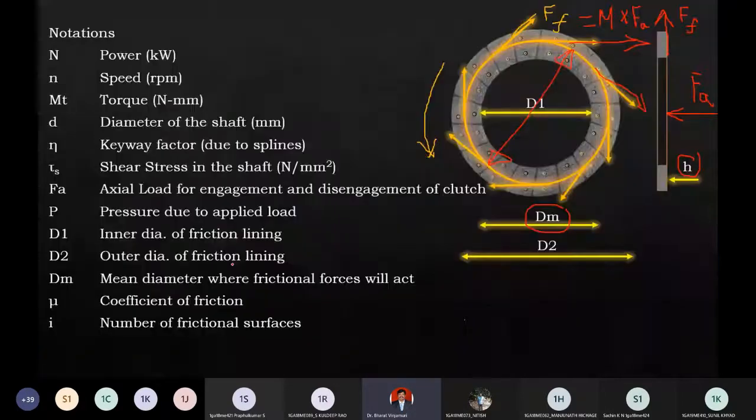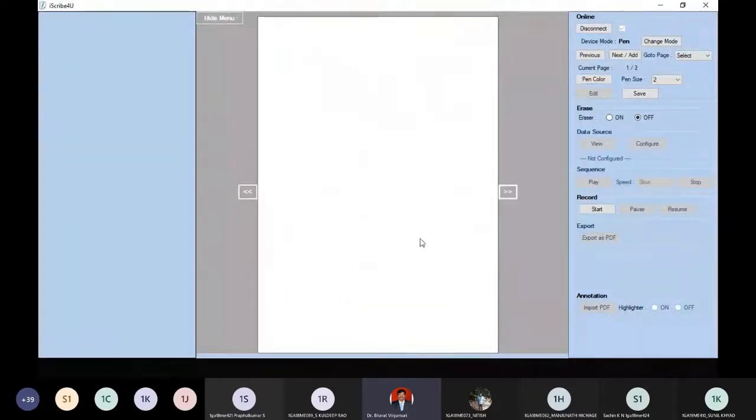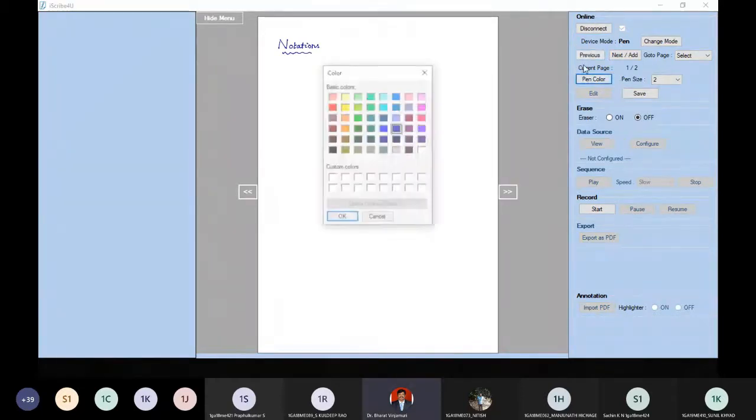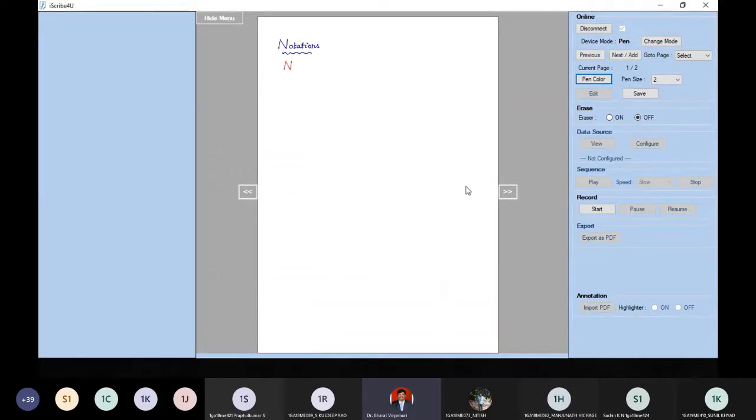So let me write it for you. What are the different notations before we go with this? And the design is very simple, guys. You don't have to break your heads. Here I'm talking about notations. What are the different notations we are going to use? Try to write in parallel with me. You have capital N, which is the power in kilowatts. You have small n, which is the speed in RPM. You have torque, MT, which is the torque in Newton mm.